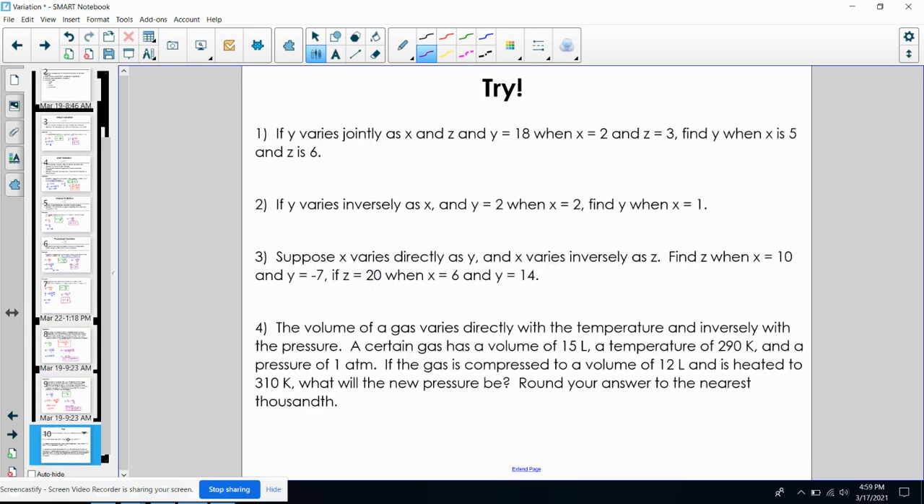Okay, so for homework, you guys are going to try these 4 problems. Make sure that you write your basic equation for the variation first, solve for K, and then plug everything in to solve for the variable that they ask for.